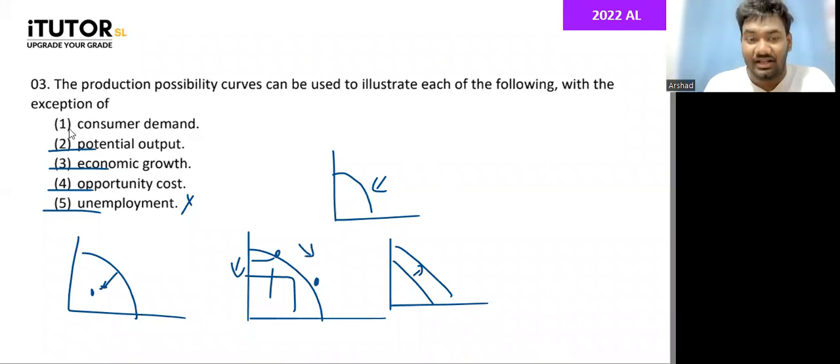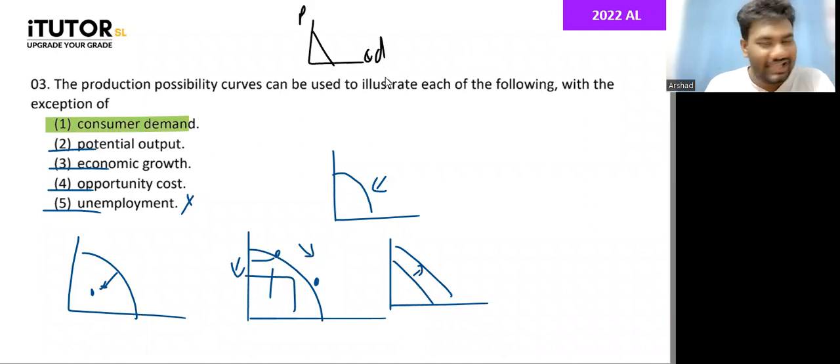So then consumer demand, no, right? How do you show demand on a PPC? You can show demand on a law of demand curve, right? You can say price and quantity demanded, and you can show demand like that. But you can't show demand on a PPC. Yeah, so that becomes your answer.